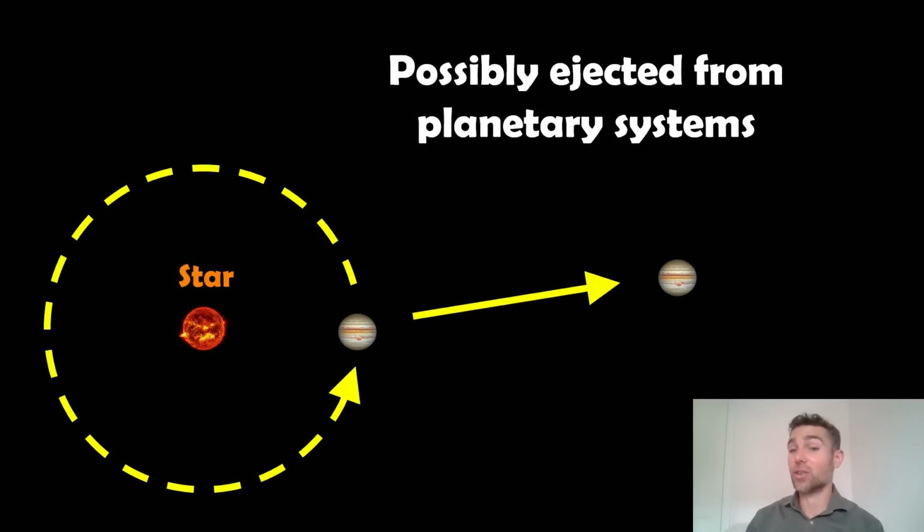There are a few things that can do that. One of those is a close passage of another star. So two stars move past one another. The gravitational interaction of the second star can destabilize the planetary system, and then it can eject a planet. So that can be one route.